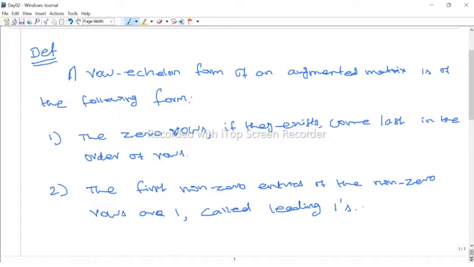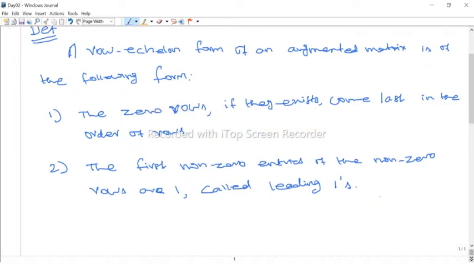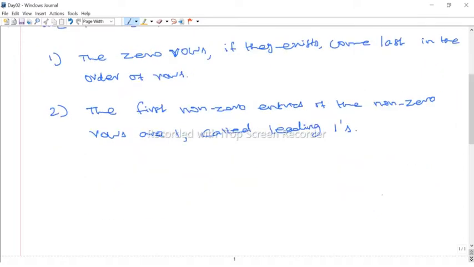So if you scan each row from left to right and find the first non-zero entry, that entry should be 1. That entry is called the leading one. Each row you have to scan from left to right. If you find the first non-zero element, that element should be 1. If it is not equal to 1, we have to do some elementary row operation to make that element 1.